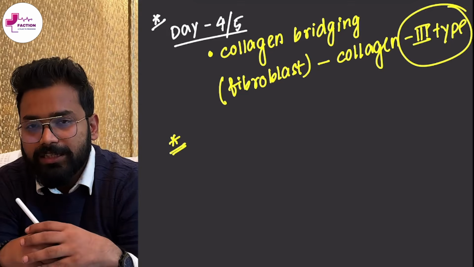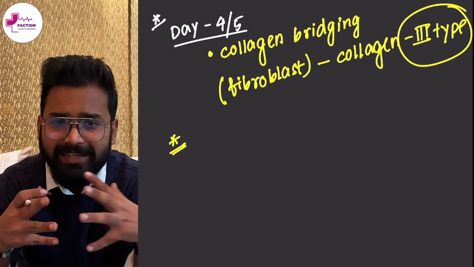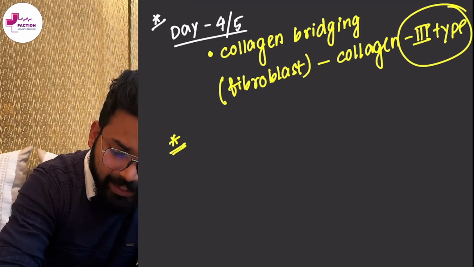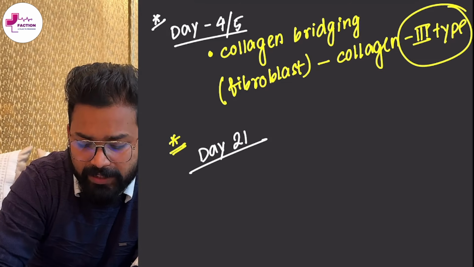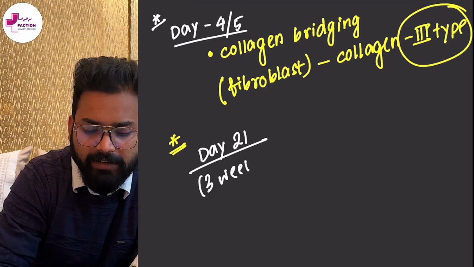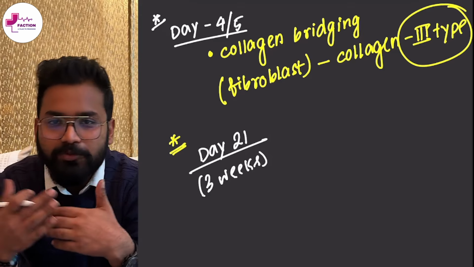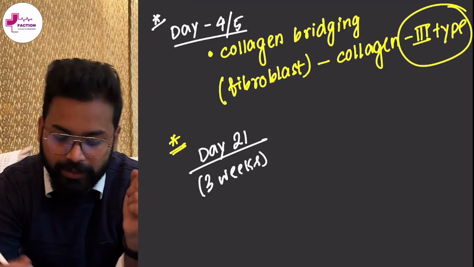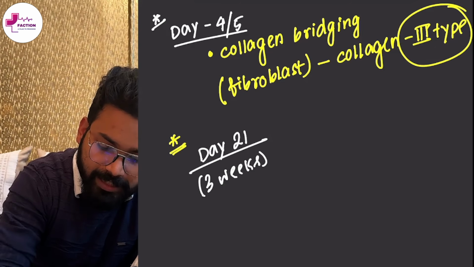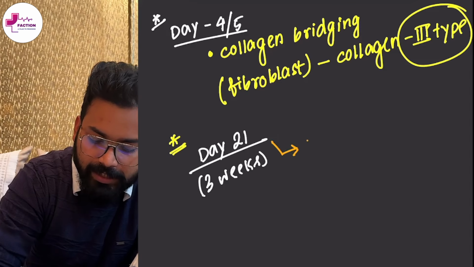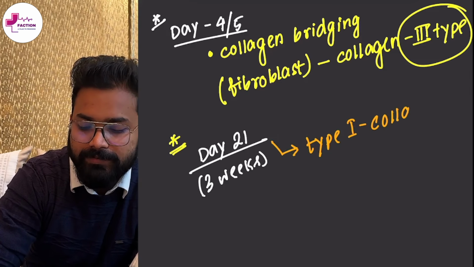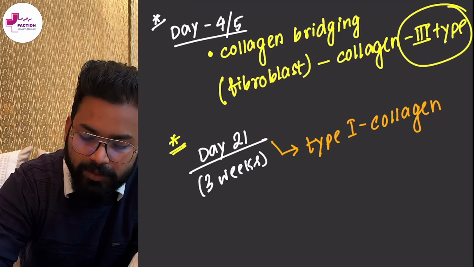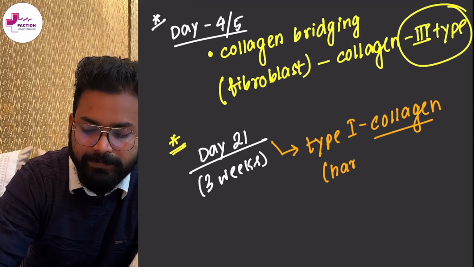Now this collagen is a bit softer. It is not as hard as we see. But by the end of that month, around day 21, after 3 weeks, say I have developed a wound due to some injury, 3 weeks from today, type 3 collagen is replaced by type 1 collagen. And type 1 collagen is hard.